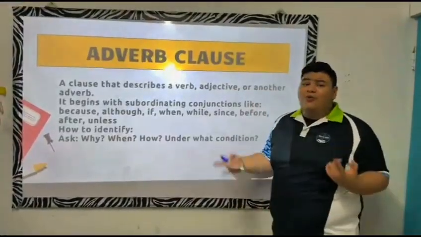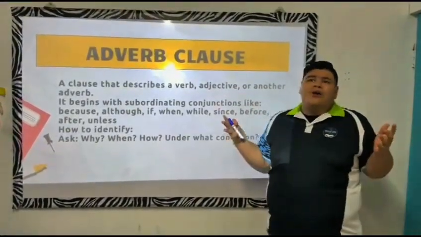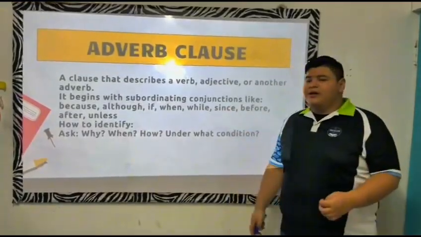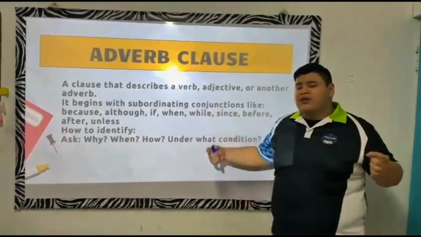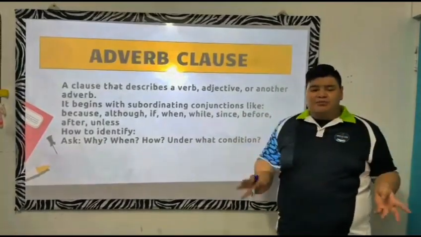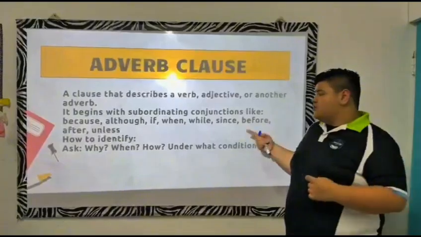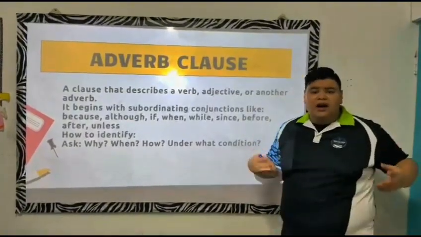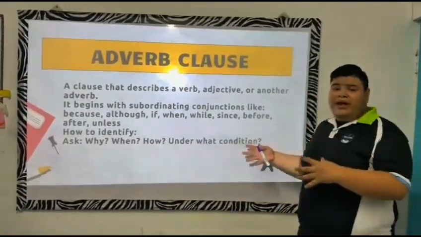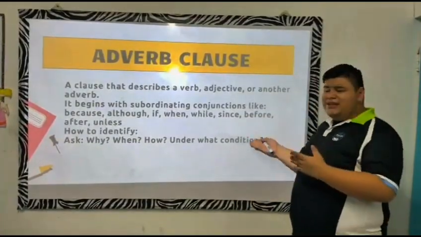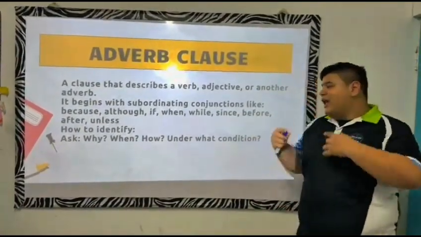Next, we're going to see the adverb clause. And what is the adverb clause? The adverb clause, like a normal adverb, modifies a verb, adjective, or another adverb. And it always starts with subordinating conjunctions, like because, although, if, when, while, since, before, after, and unless.